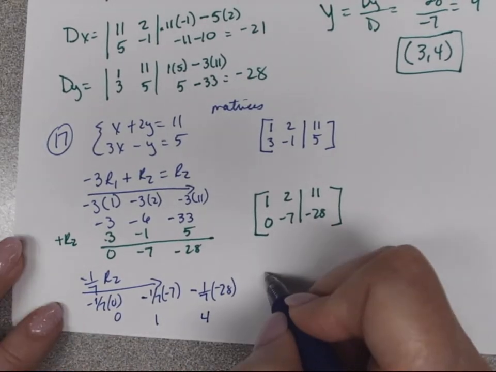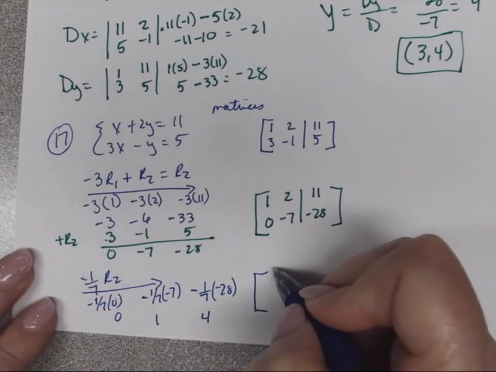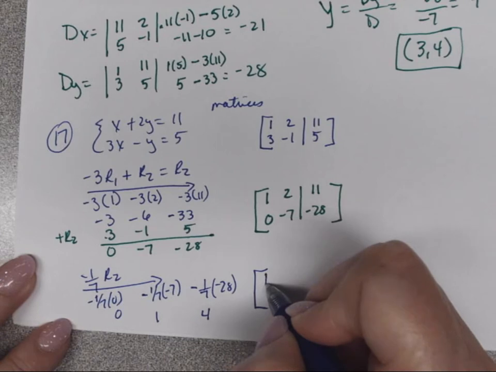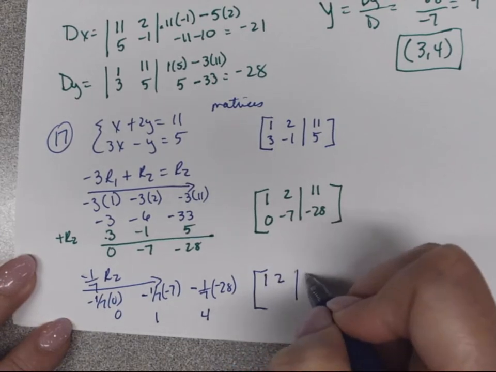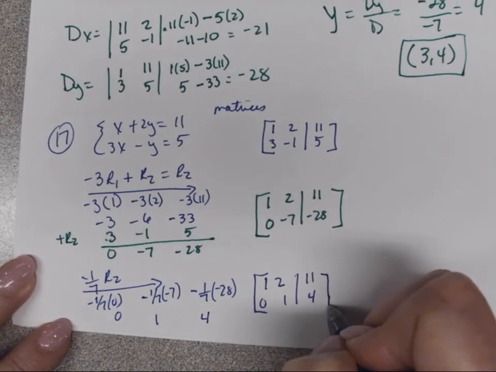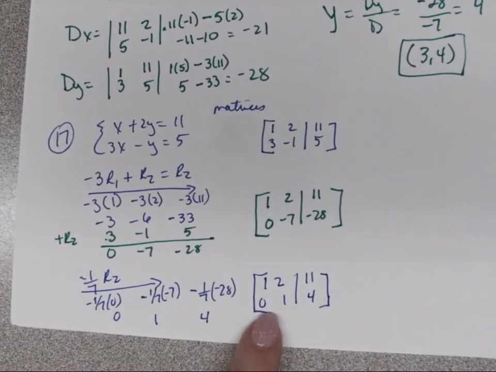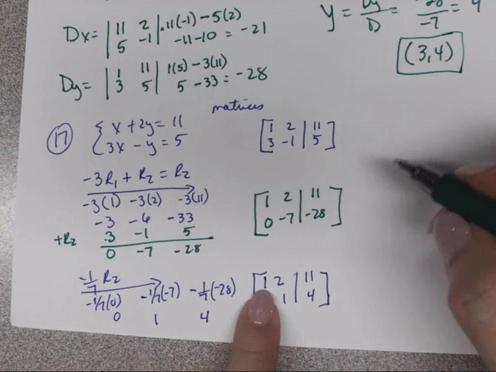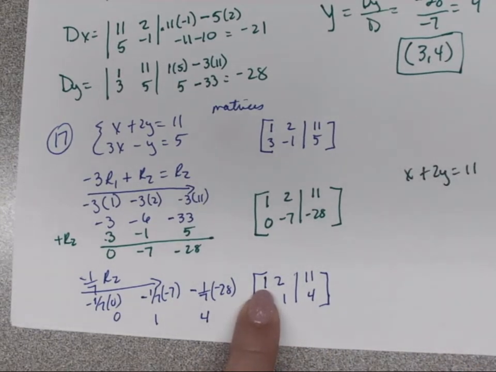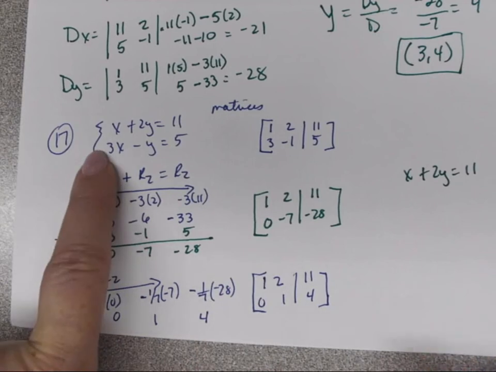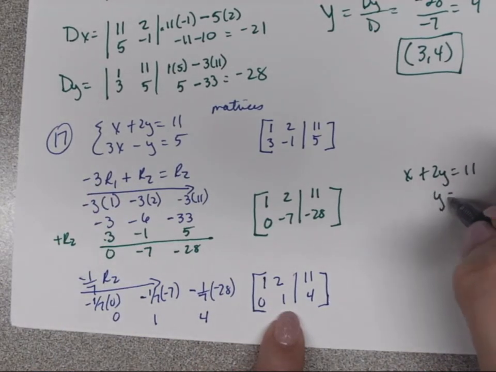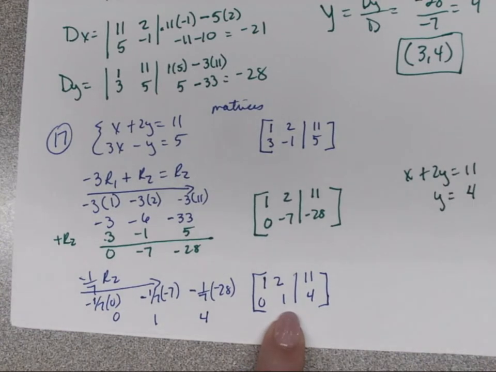So as I rewrite my matrix, I end up with 1, 2, 11, and 0, 1, and 4. What this tells me right here is that this is x plus 2y equals 11. We didn't change the first equation at all. It's still the same. And this is just y equals 4.